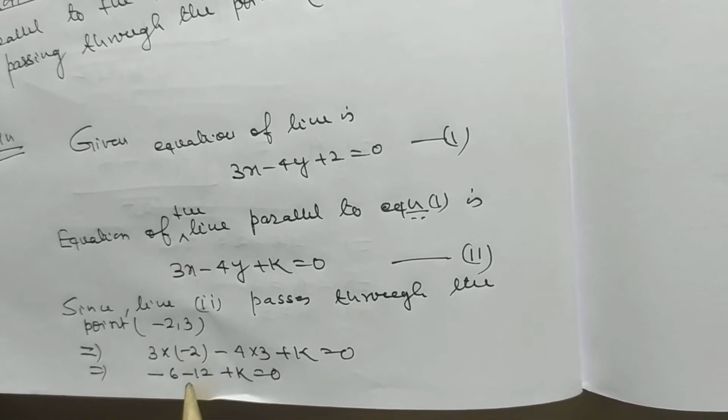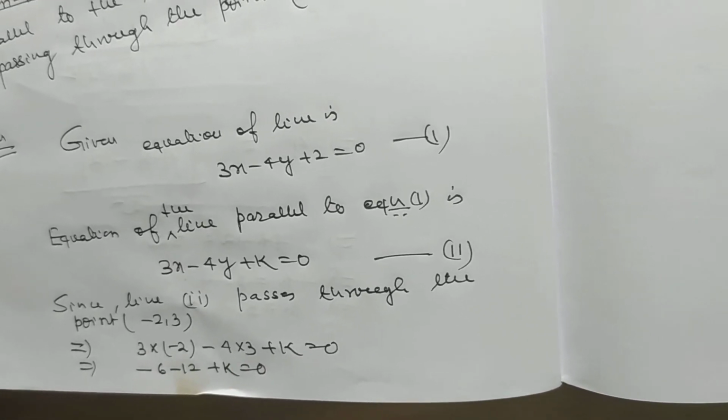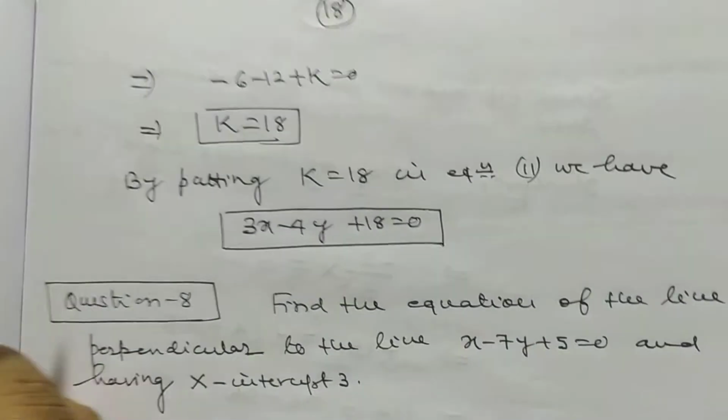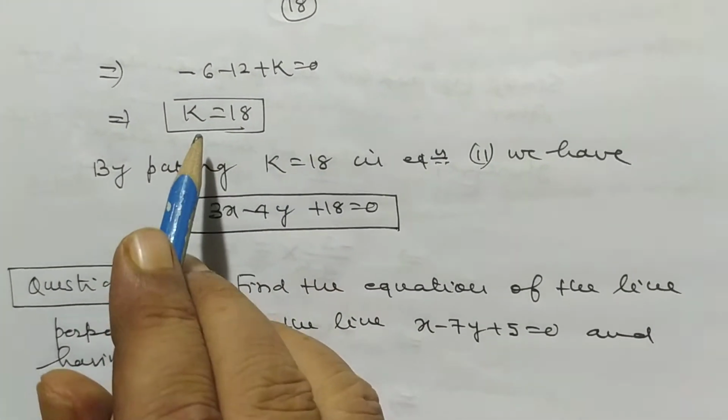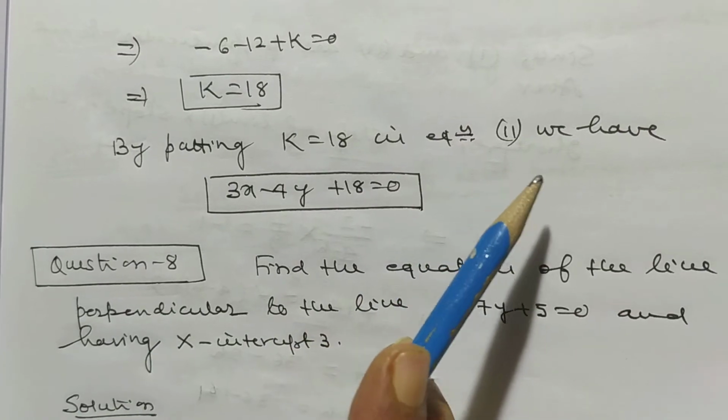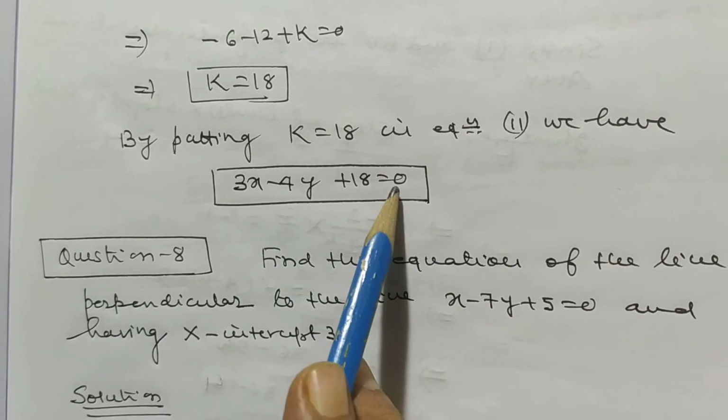That is, minus 6 minus 12 plus k is equal to 0. Now my dear students, minus 6 minus 12 plus k is equal to 0. K is equal to 18. By putting k is equal to 18 in equation second, we have 3x minus 4y plus 18 is equal to 0.